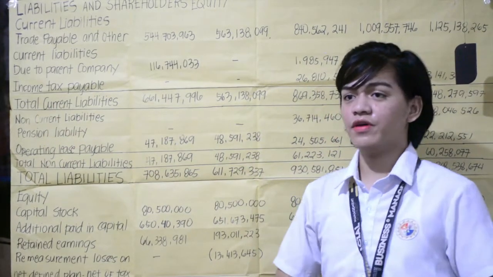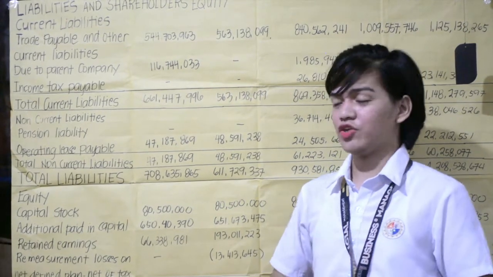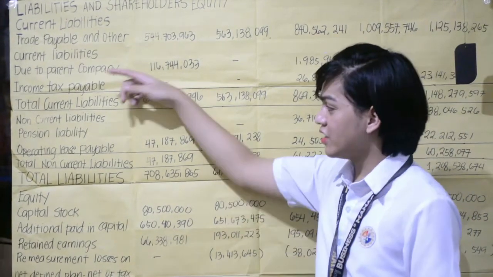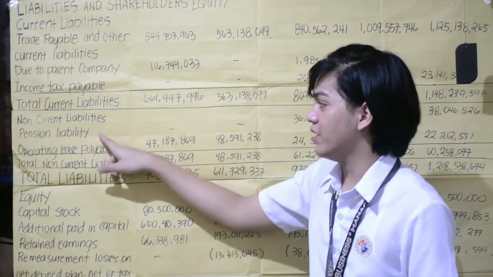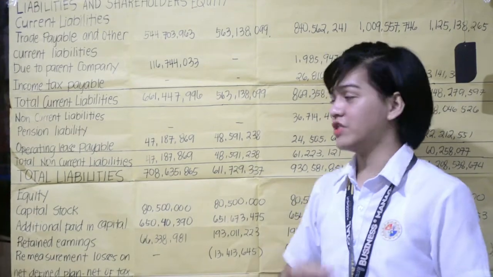On the other hand, the non-current liabilities are the long-term obligation of the company. In this example, I have here the pension liability, operating lease payable. We need also to total these non-current liabilities to arrive at the total liabilities of the given entity.